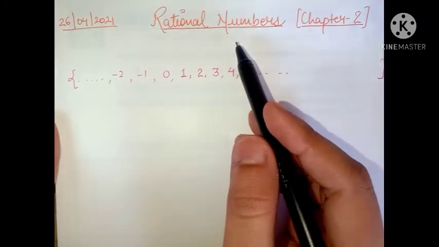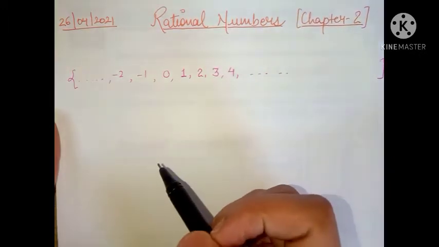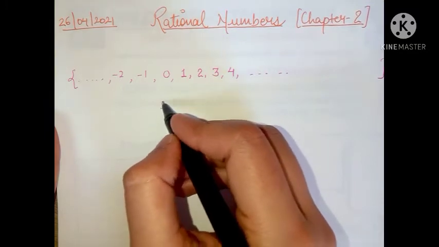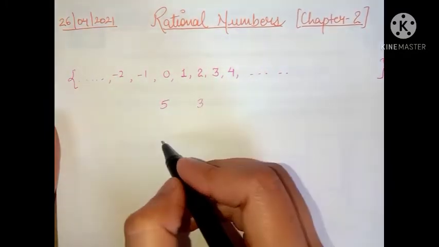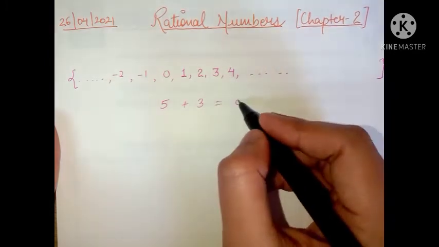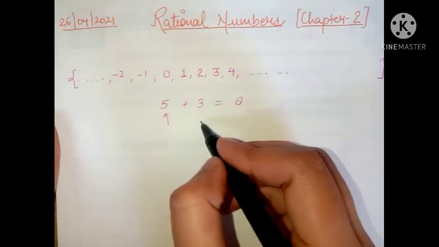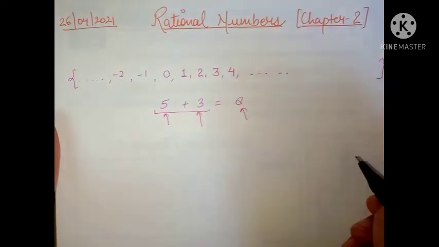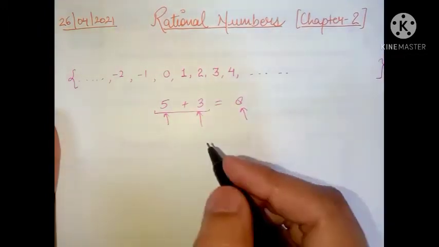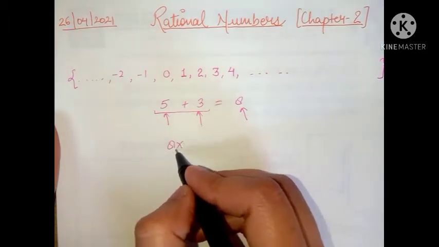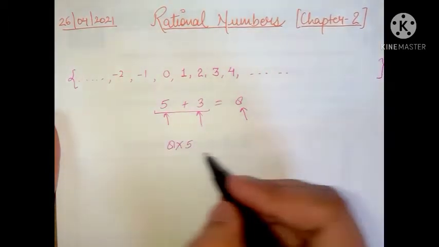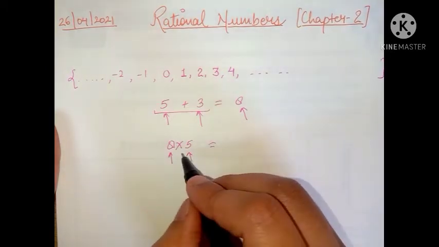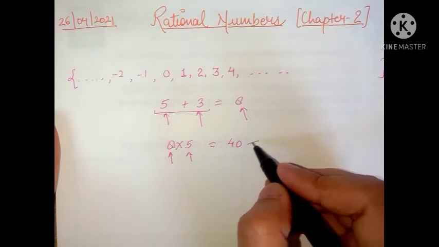Now we shall study what rational numbers are. So let me tell you something. Suppose you have 5 and 3, and you add them, what do you get? 8. This is an integer, this is an integer, and after addition you get an integer again, right? Suppose you are multiplying two integers, 8 and 5. 8 is an integer, 5 is an integer. When you multiply them, you get 40, which is again an integer.